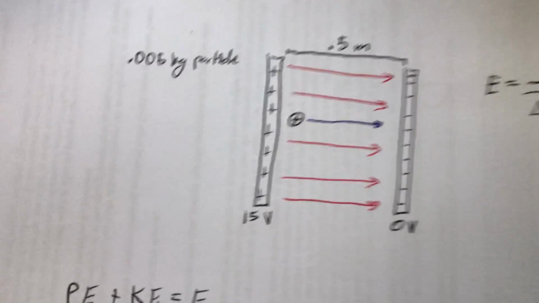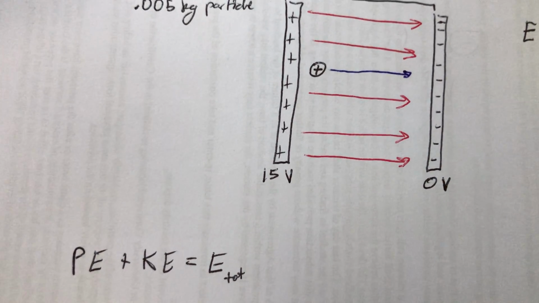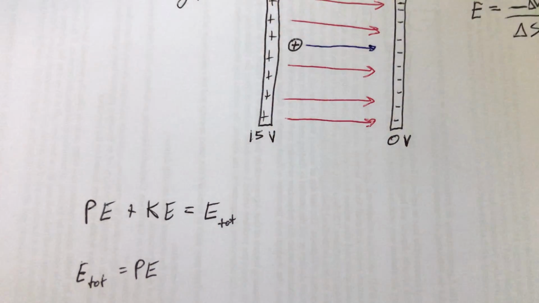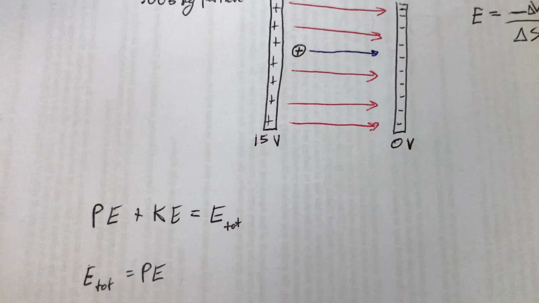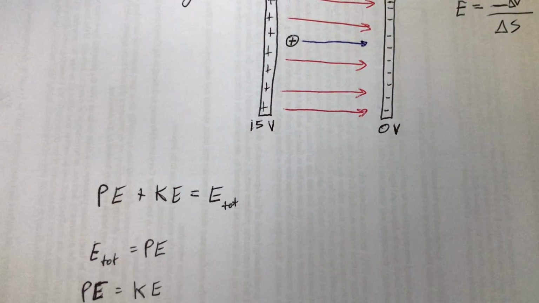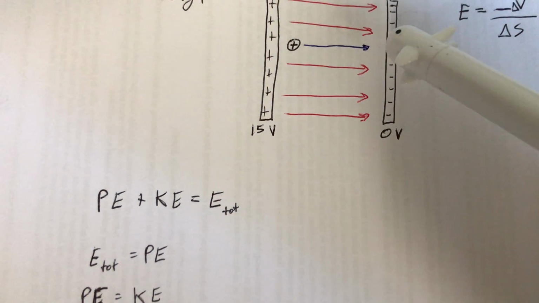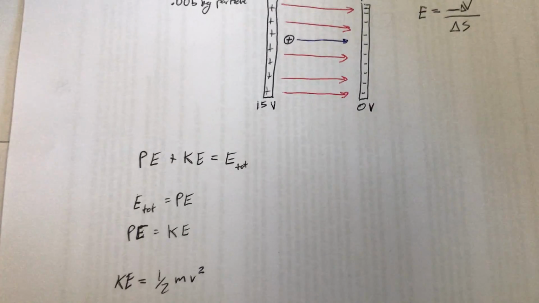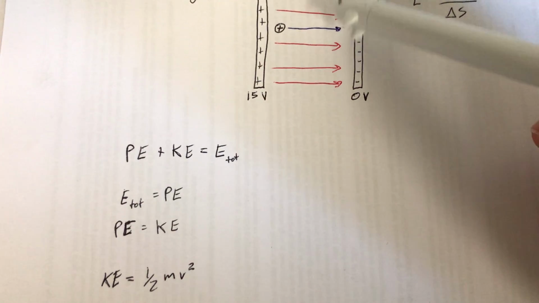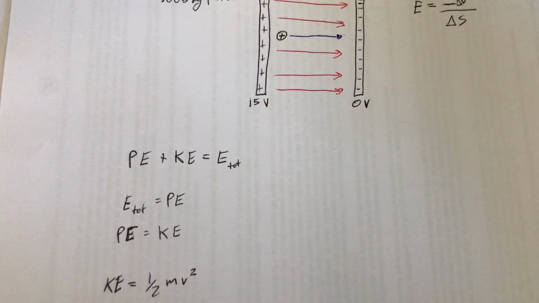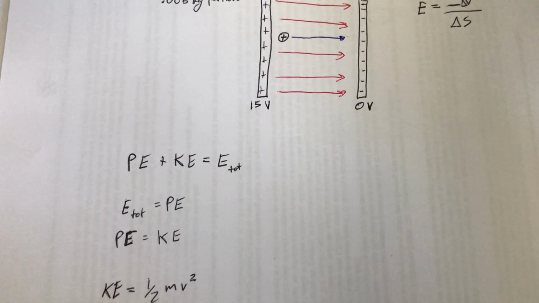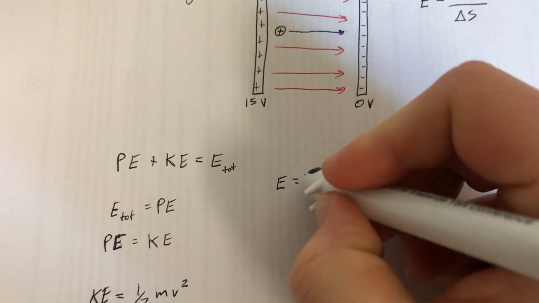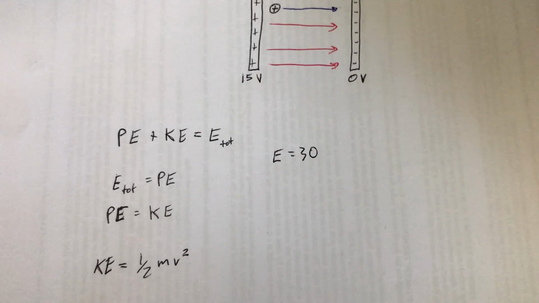And using that energy, we know that potential energy plus kinetic energy equals the total energy. We also know that at this position that the positive particle is in, all of the energy is potential. And so potential energy at this point is going to be equal to kinetic energy at this point. So knowing that, we can calculate the kinetic energy of this particle at this point using the same energy we just calculated, which we got to be 30. So E equals 30.